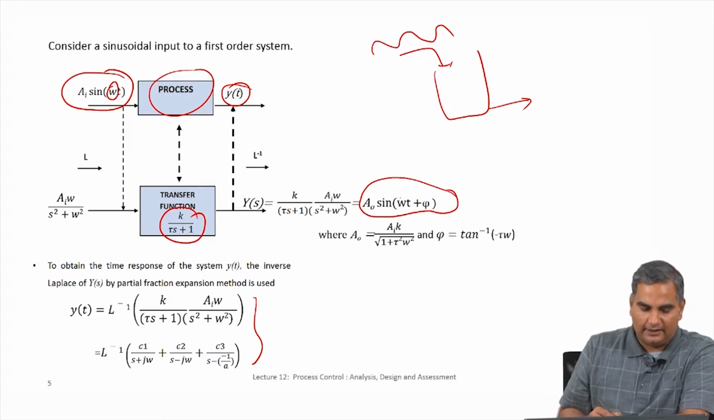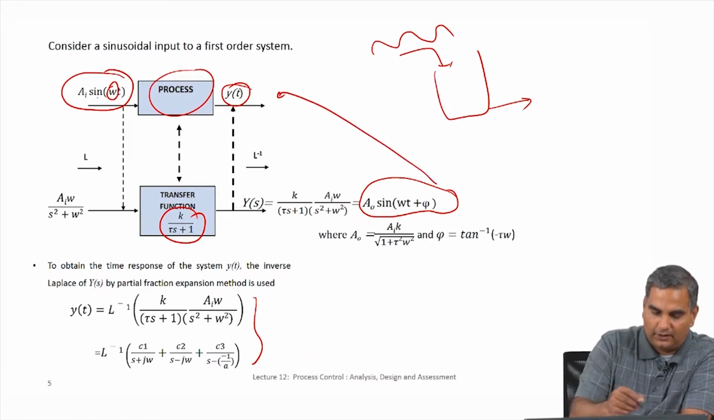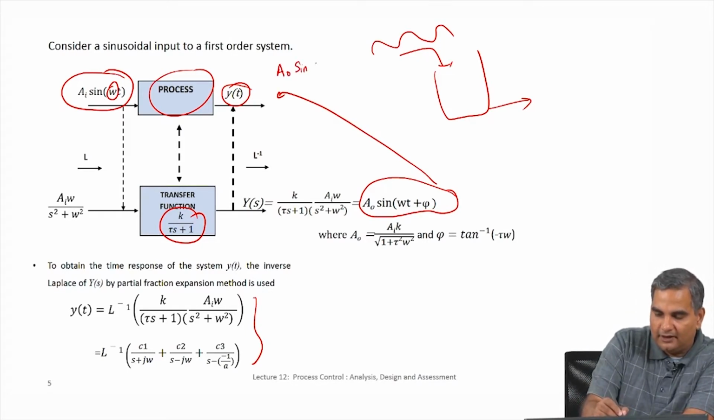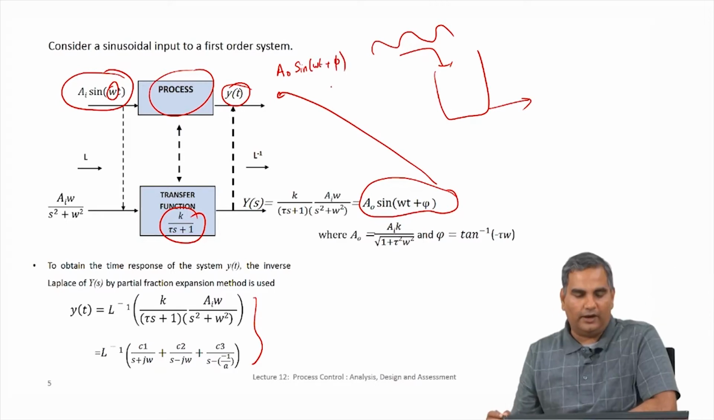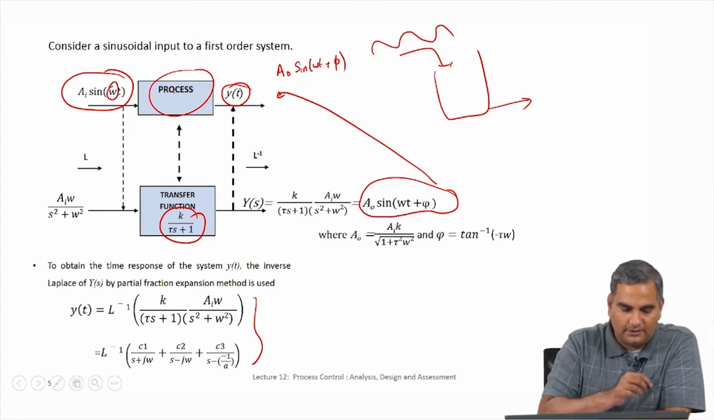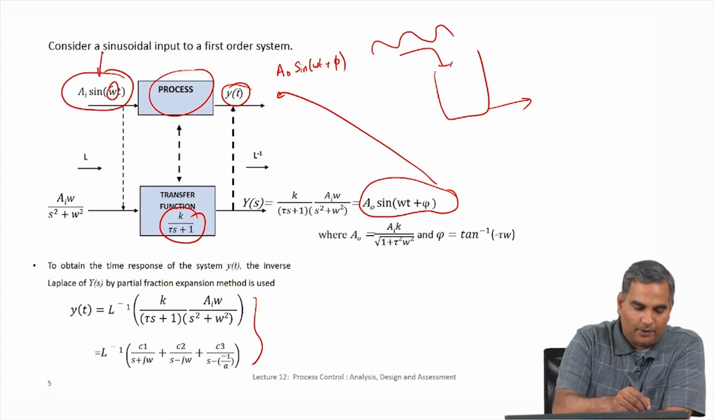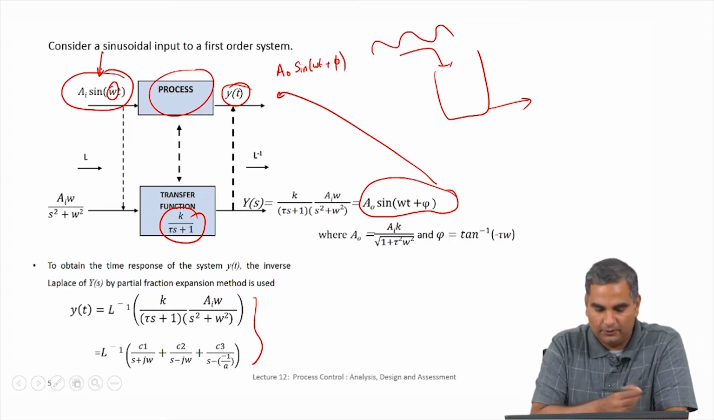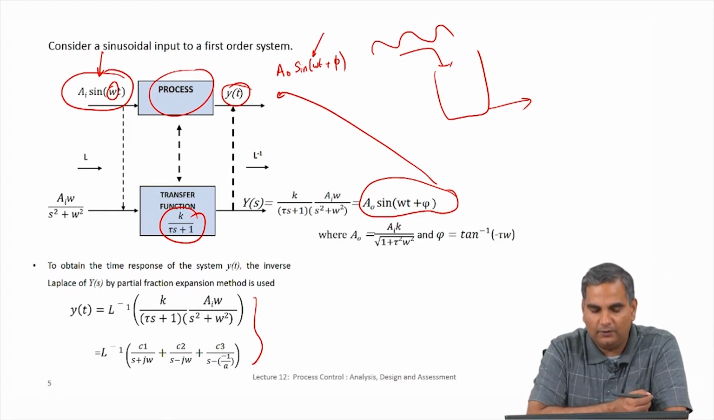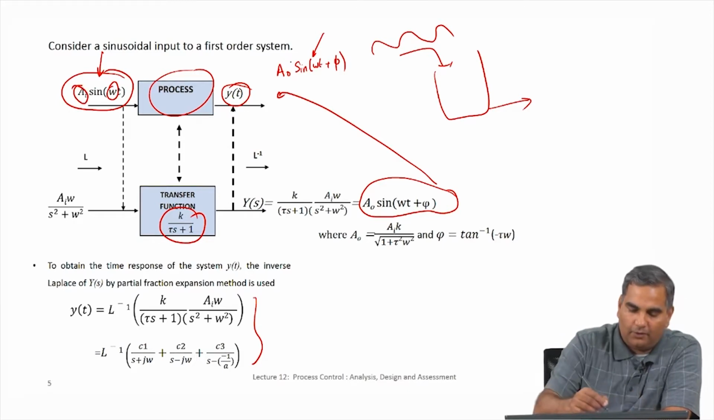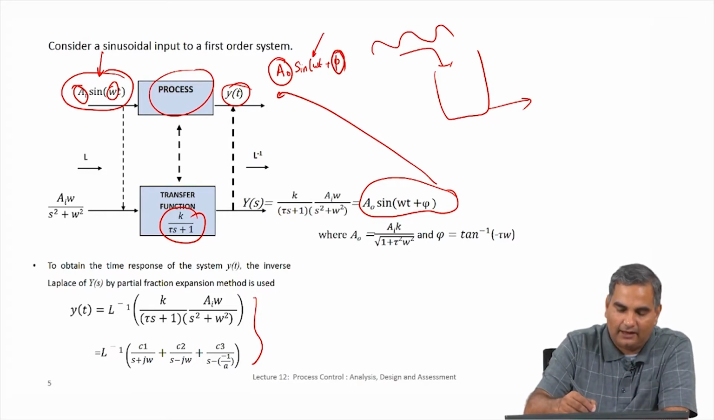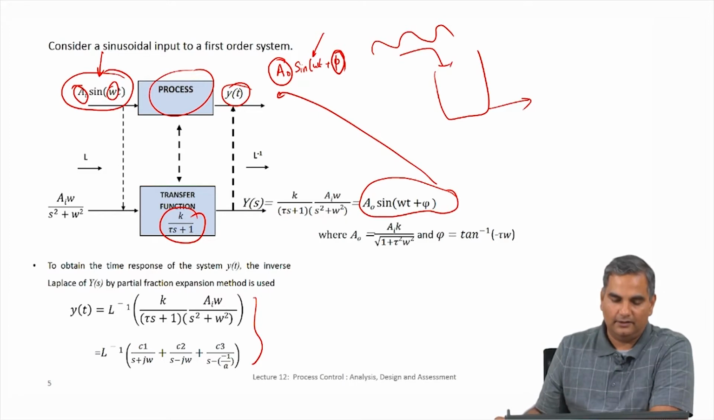So, notice that for an input A_I sin omega t, I am going to get an output A_0 sin(omega t plus phi). Now, the interesting thing to notice is what this says: if your process is linear, if you perturb the process at some frequency omega or w, the output will also be perturbed at the same frequency omega or w. However, the input amplitude will get modified to an output amplitude A_0, and there will be something called a phase lag or lead that is introduced here from the sine.